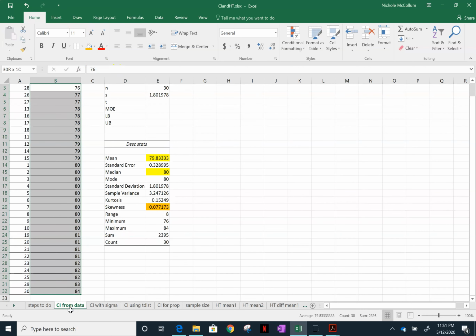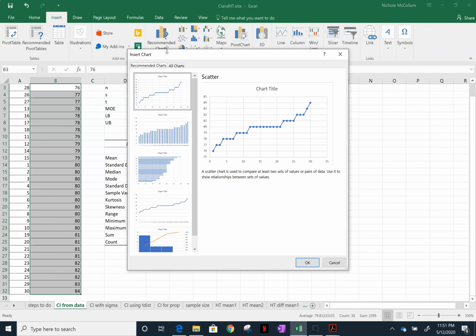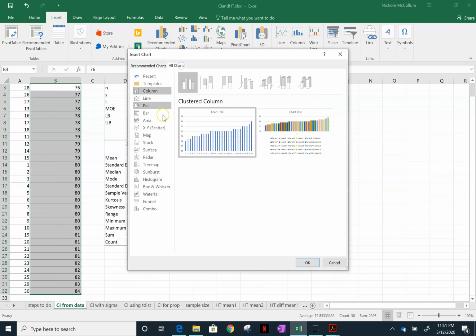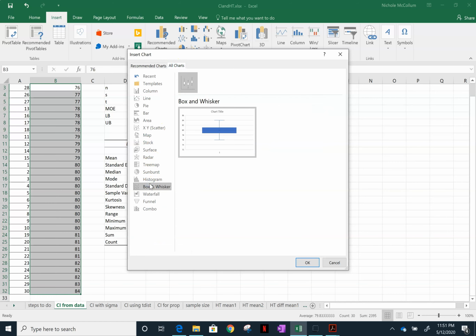Let's draw the box plot. You know what I mean? We have the ability to insert a recommended picture within seconds. And the picture I care about, the box and whisker plot, is right here.